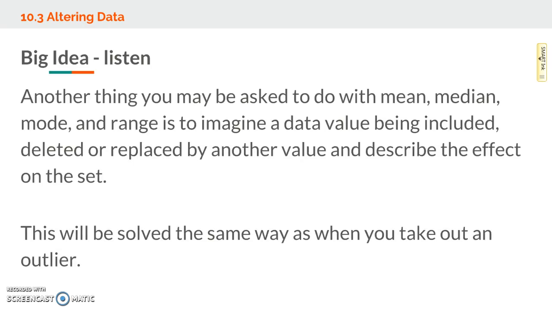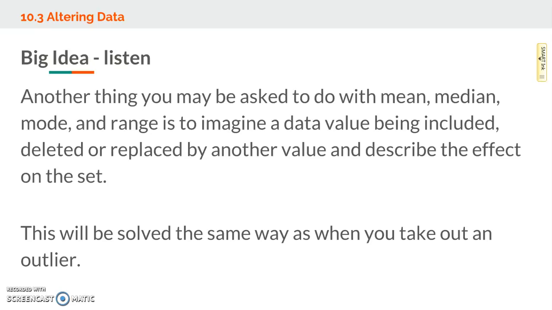All right, so big idea. You don't need to write this down, but just take a look here. It says, another thing you may be asked to do with mean, median, mode, and range is to imagine a data value that's being included, deleted, or replaced by another value, and then describe the effect on the set. So again, what's going to happen? Here's the original information. When you include it, delete it, or replace it by another value, what is that effect? What does it look like? This will be solved the same way as when you take out an outlier. So we're going to solve it exactly the same as 10.2.